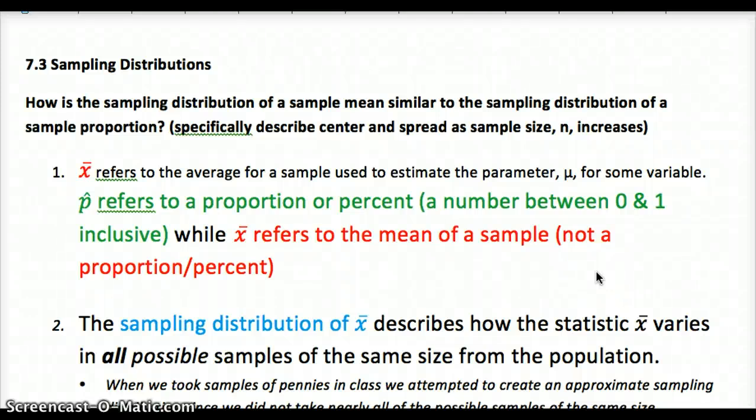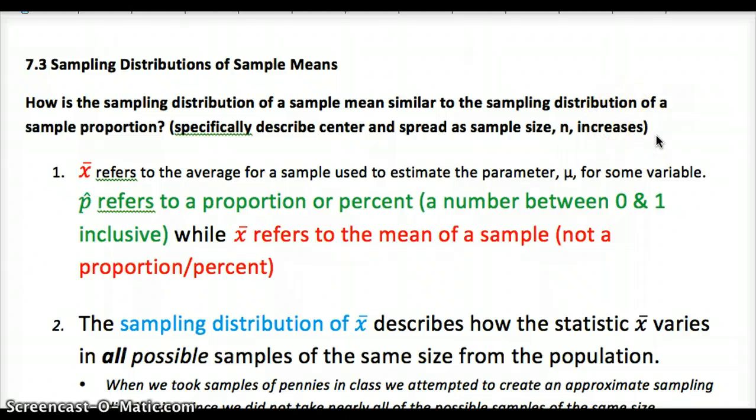This is the lecture for Chapter 7, Lesson 3, Sampling Distributions of Sample Means. What I'd like you to focus on for this lesson is how the sampling distribution of a sample mean is similar to the sampling distribution of a sample proportion, specifically with regard to center and spread as the sample size increases. So with center, and then separately with spread, as the sample size increases.